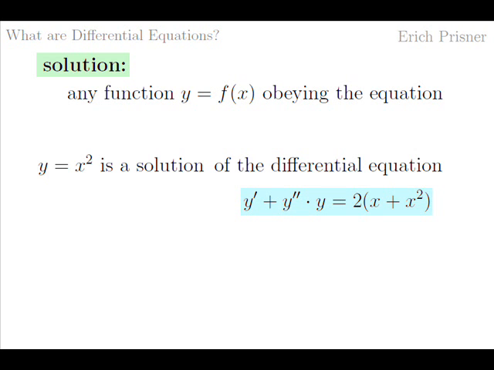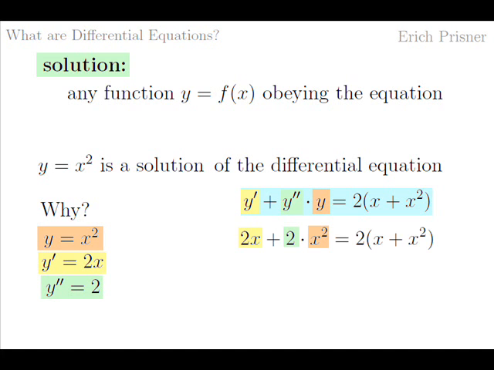Let's look at the two examples above. The function y equals x squared is a solution of the differential equation y prime plus y double prime times y equals 2 times x plus x squared. We plug in the defining expression x squared for y, as well as 2x for y prime and 2 for y double prime, and get the identity 2x plus 2 times x squared equals 2 times x plus x squared.